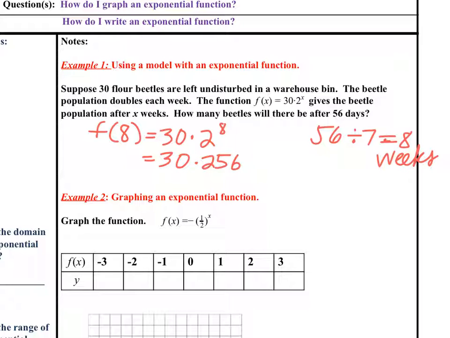And then go ahead and multiply that together. That's a lot of beetles. 7,680 beetles.